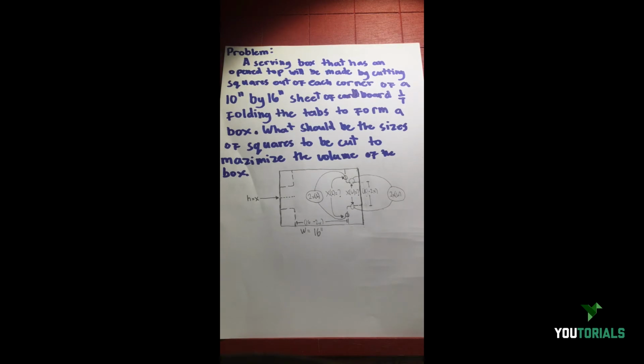Problem. A serving box that has an open top will be made by cutting squares out of each corner of a 10 inches by 16 inches sheet of cardboard and folding the tabs to form a box. What should be the sizes of squares to be cut to maximize the volume of the box? That is the question. Now guys, take a look at the illustration. This illustration, you might want to remember it for the upcoming solvings.